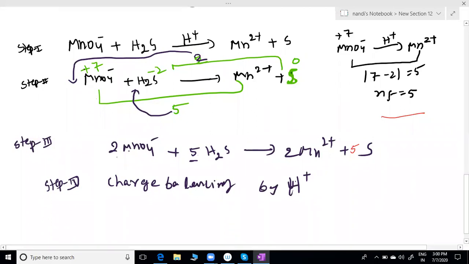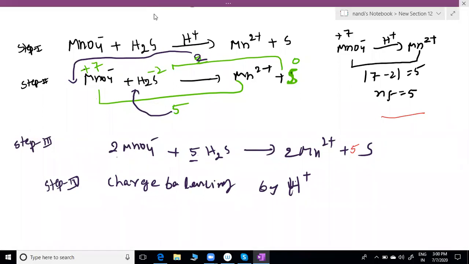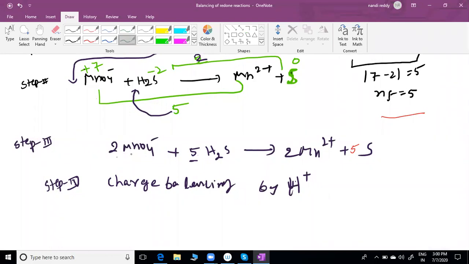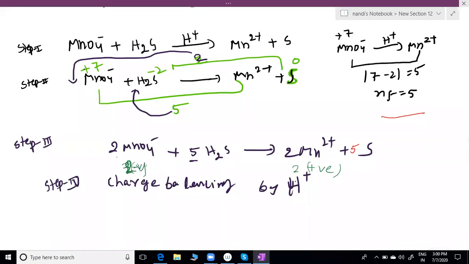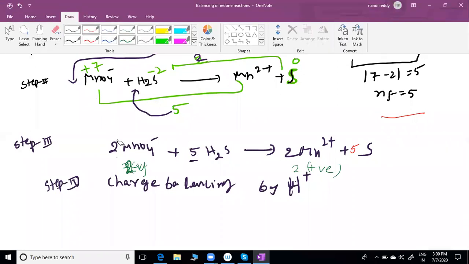How much negative, how much positive here? Left side is 2 negative charge. Only 2 negative. Right side how much? 2 positive. Is it clear? Did you understand or not? This is 2 negative and 2 positive. First write the charge, then you can balance.